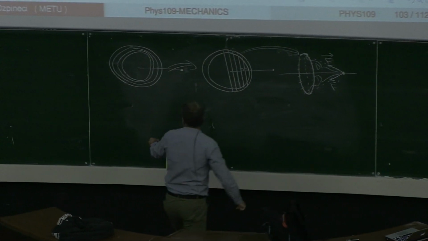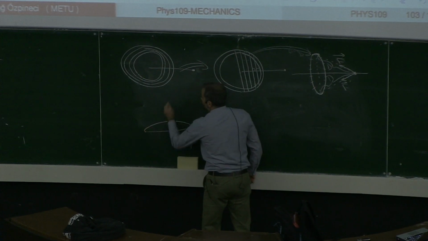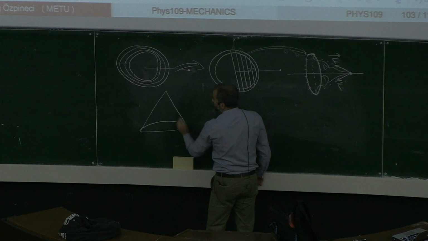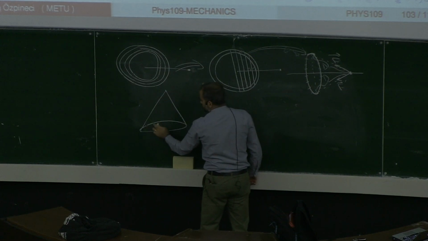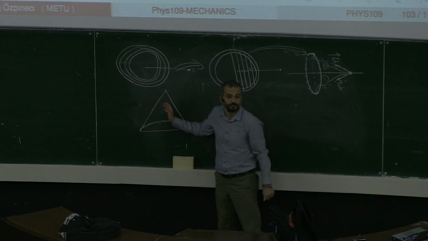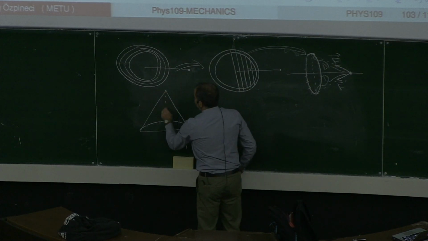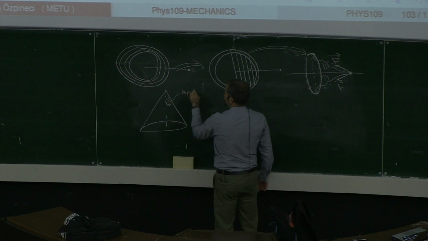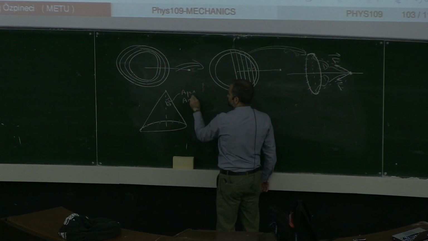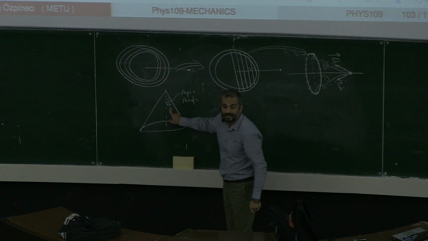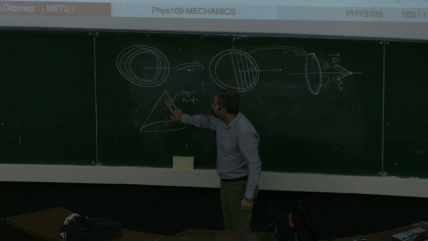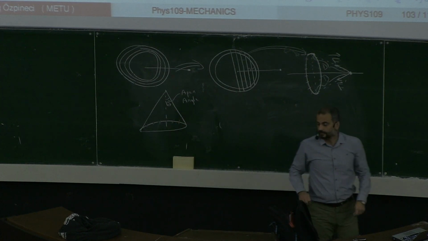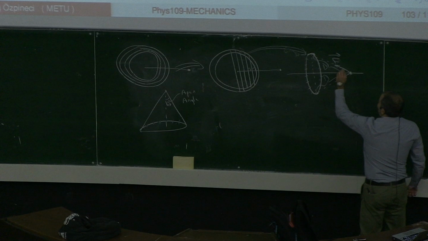So this is my ring. If you imagine all the lines that connect my point to the edges of my ring, this is my cone with the so-called apex angle theta. This angle theta is the same whether I take this point or this point. It's the same angle theta.